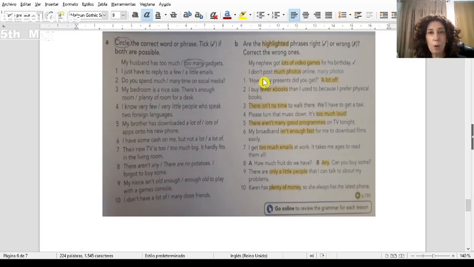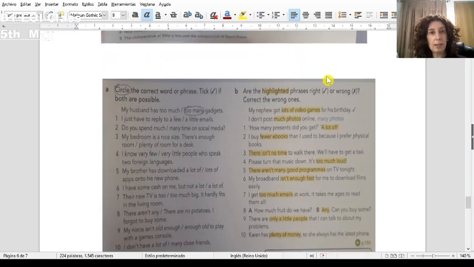I don't post much photos online. Es negativa, ¿vale? Pero photos tiene plural, se puede contar, entonces está mal. I don't post many photos, because it's countable. It's negative, but it's countable.